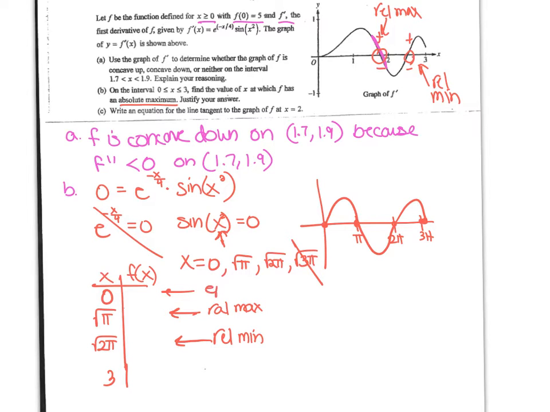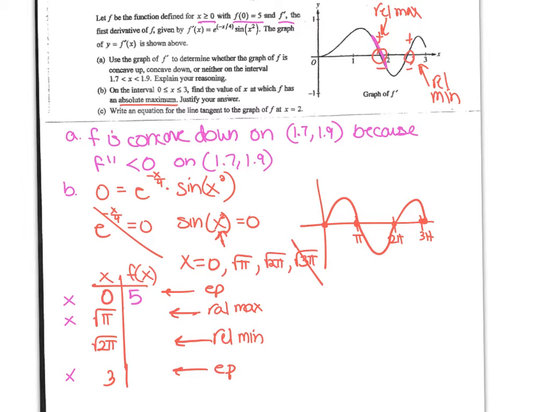These are our endpoints, okay? So our absolute max is going to happen at this one, or this one, okay? We know f of 0 is 5. We don't know f of radical pi, and we don't know f of 3. So we're going to have to use our first fundamental theorem of calculus to help us.